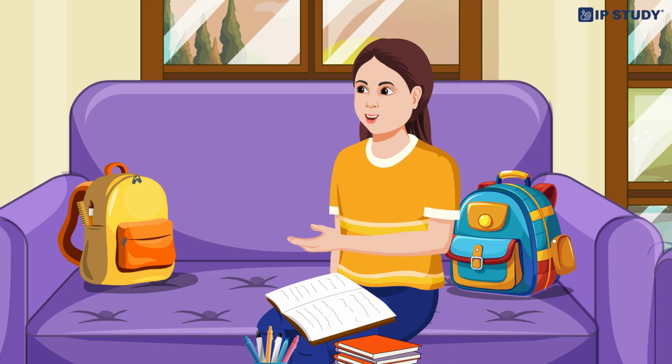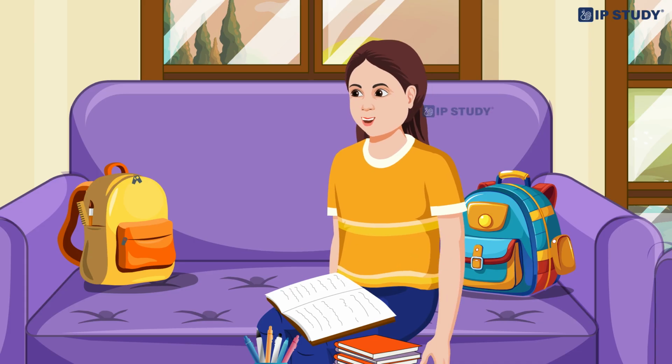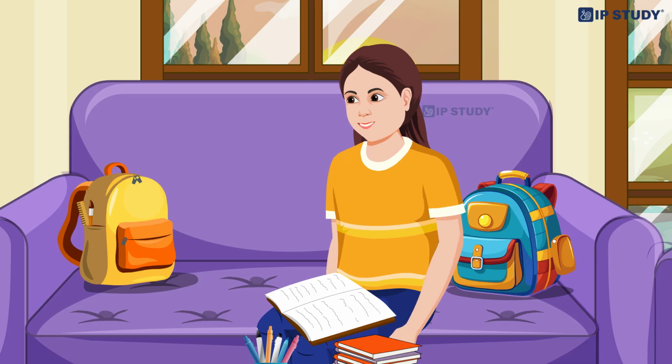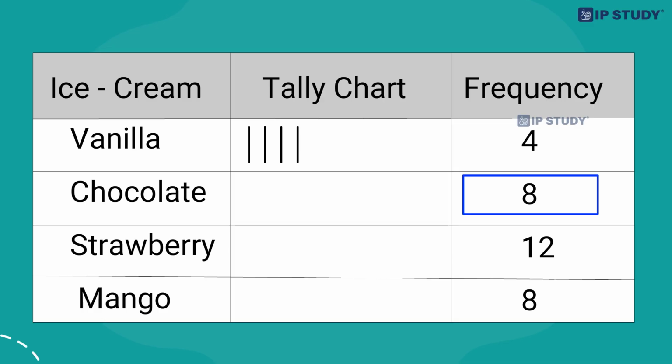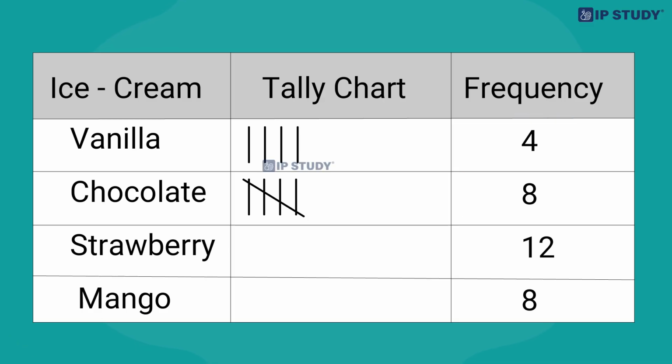One way is with a tally chart. It helps count quickly using groups of 5. Let's start with vanilla, 4 votes. 1, 2, 3, 4. Chocolate, 8 votes. 1, 2, 3, 4. Cross for 5.